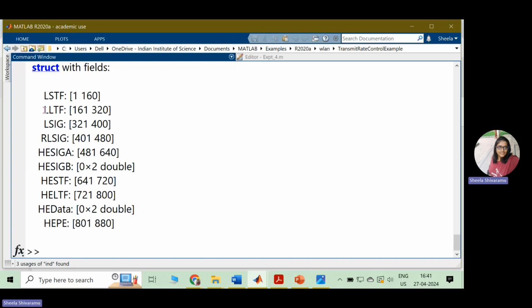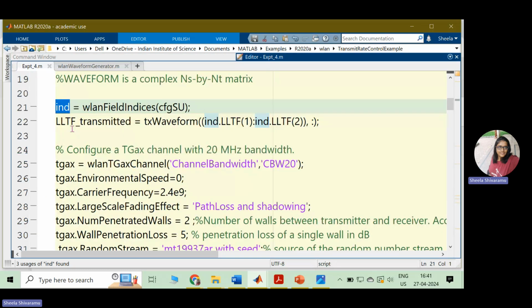If you can see, this LLTF is the field I'm interested in, because the LLTF is used for channel estimation, and this is a part of the legacy part of the packet preamble. The sample points 161 to 320 correspond to LLTF. There are 160 samples which correspond to the LLTF, that is the legacy long training field.